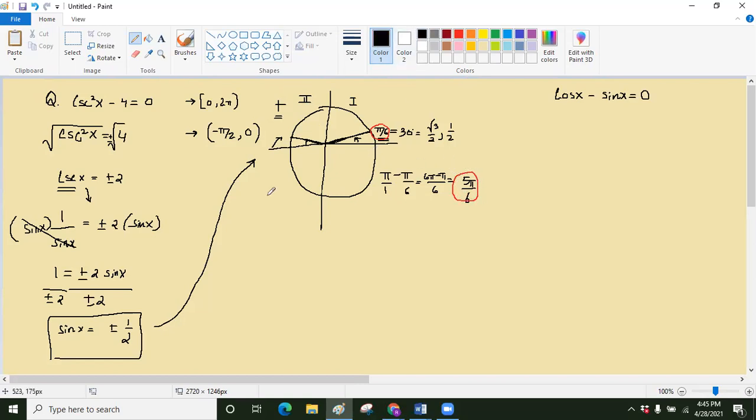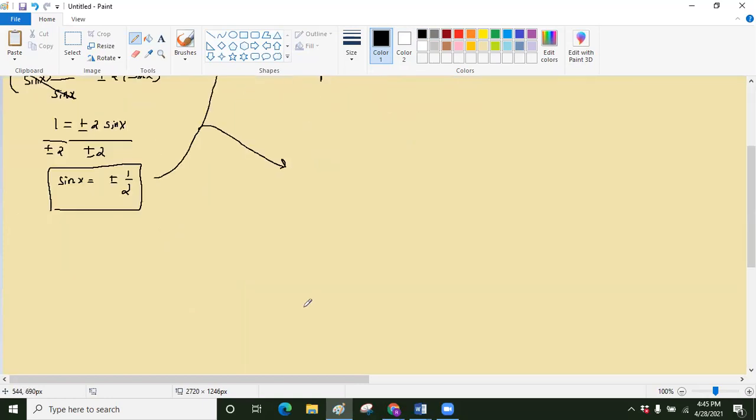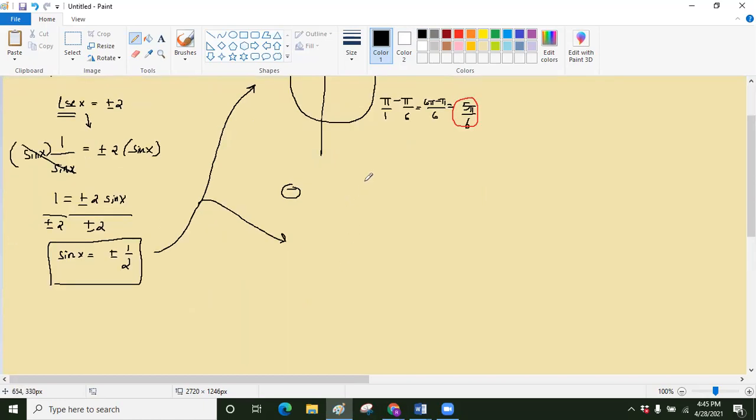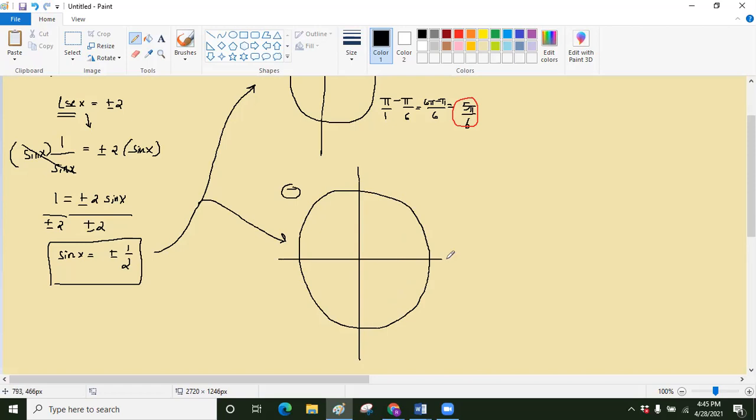Now, we had only addressed the positive case. Now that we're coming to address the negative case, I'll put a negative here. It's a terrible circle, but we want to understand that the sine is negative in quadrants number 4 and number 3.